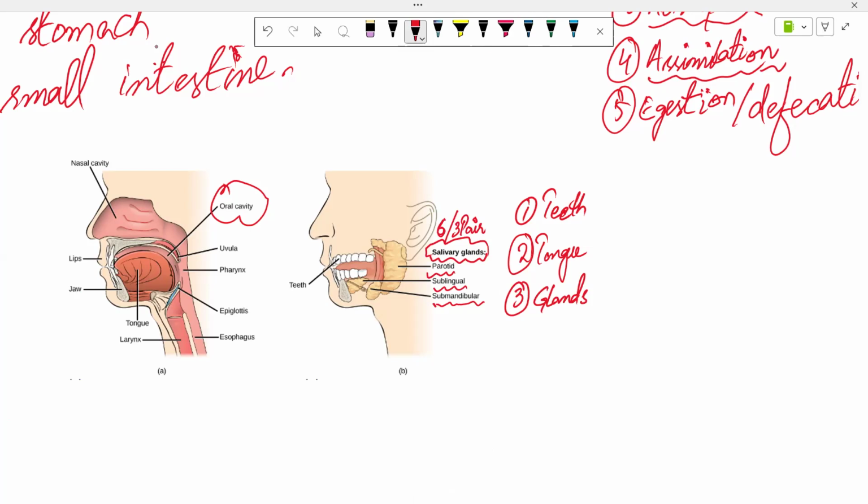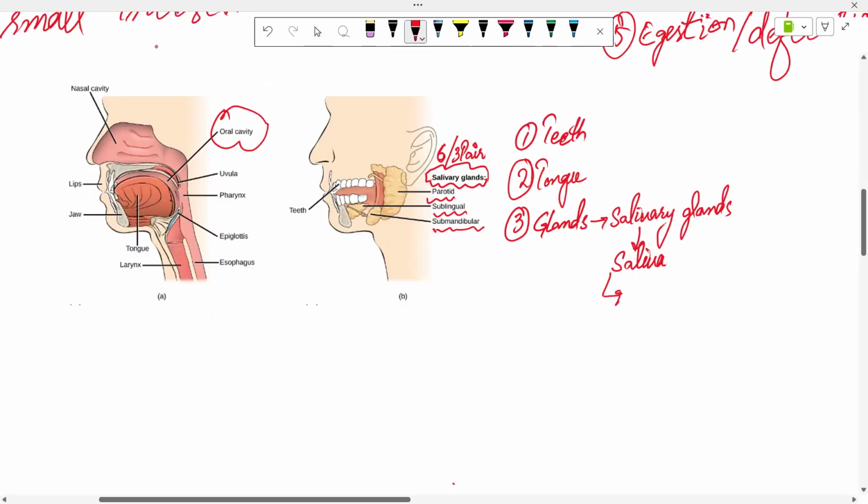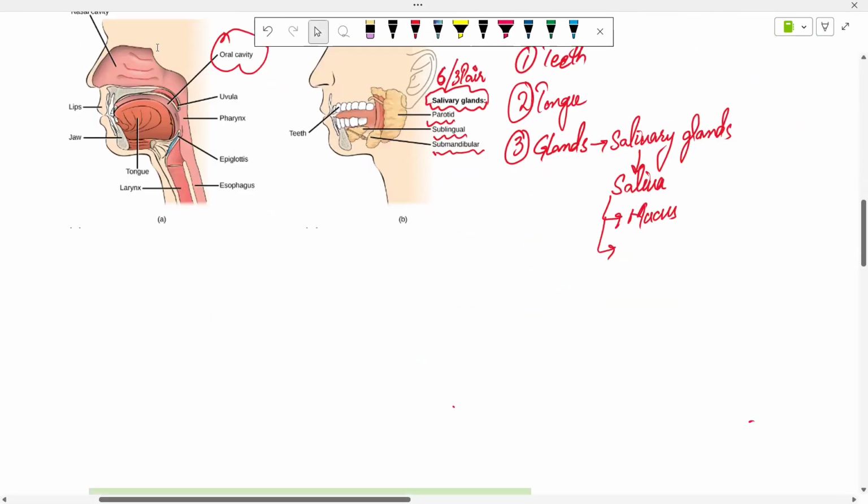So, which type of glands are there? Salivary glands. These glands secrete saliva, and this saliva contains three main components: mucus, which is a medium for the salivary amylase. The second one is salivary amylase, that is an enzyme. And number three, lysozyme, that is involved in the digestion of the microbes.